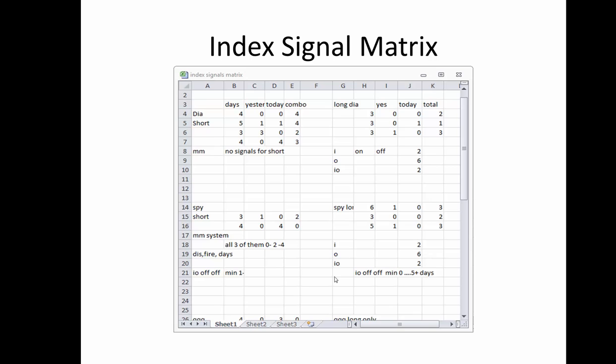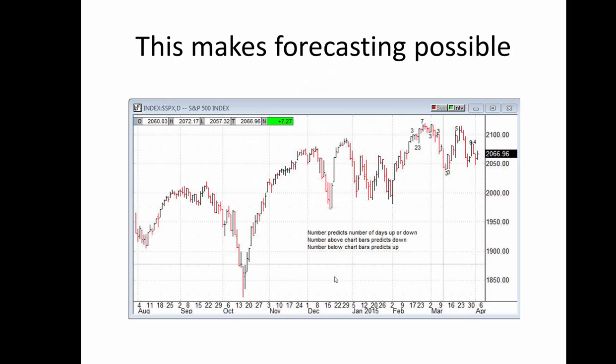So we found that trading just the S&P alone is interesting, but there's more to it than that, and I'll show you in a moment. This makes forecasting possible, also for some interesting intraday trading. This is one of our standard charts that I might look at for forecasting. When I have the number above, I'm looking for price to go down a bit, and the numbers below, I'm looking for them to go up.